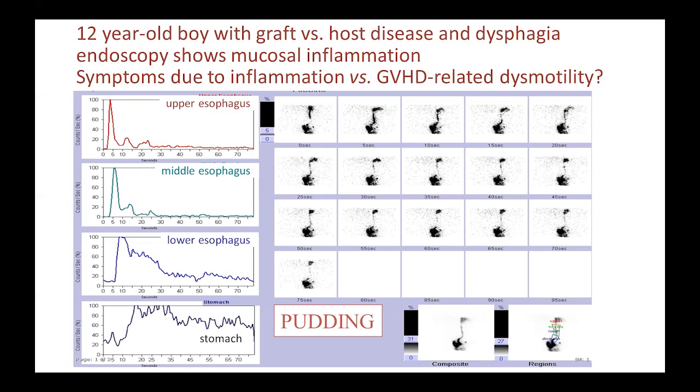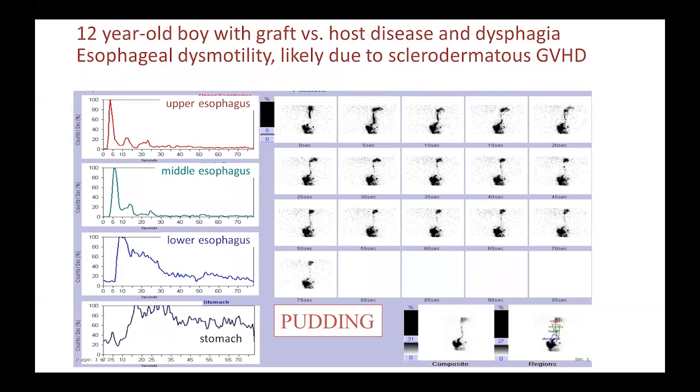And then using pudding, which was radio-labeled, we performed a soft solid study, which demonstrated retention of the meal in the lower esophagus, as can be seen both on the images and the time activity curves. So therefore, this was a patient who we could report had altered esophageal motility, which was likely due to sclerodermatous GVHD.